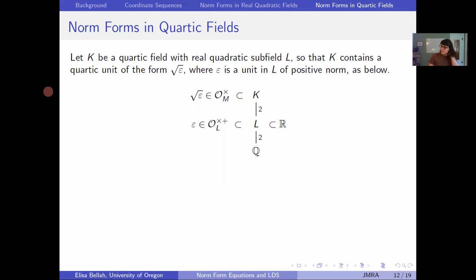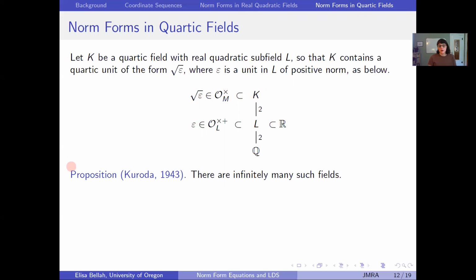Okay, so you know this isn't completely contrived, there's this proposition by Kuroda that says there are infinitely many such fields. They arise as biquadratic fields. Okay, so now let's do the usual thing.